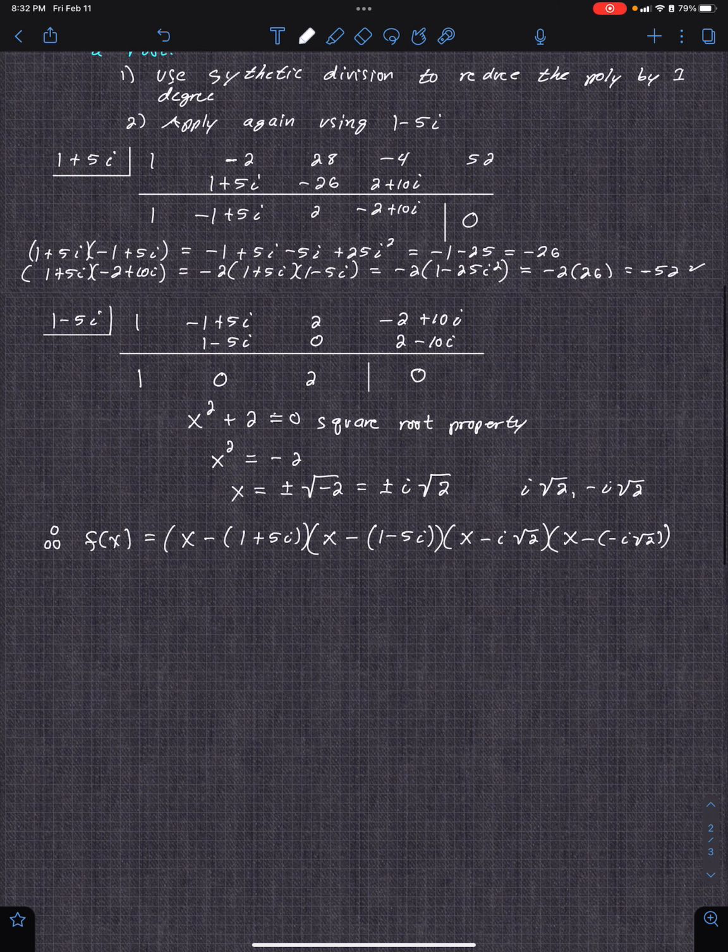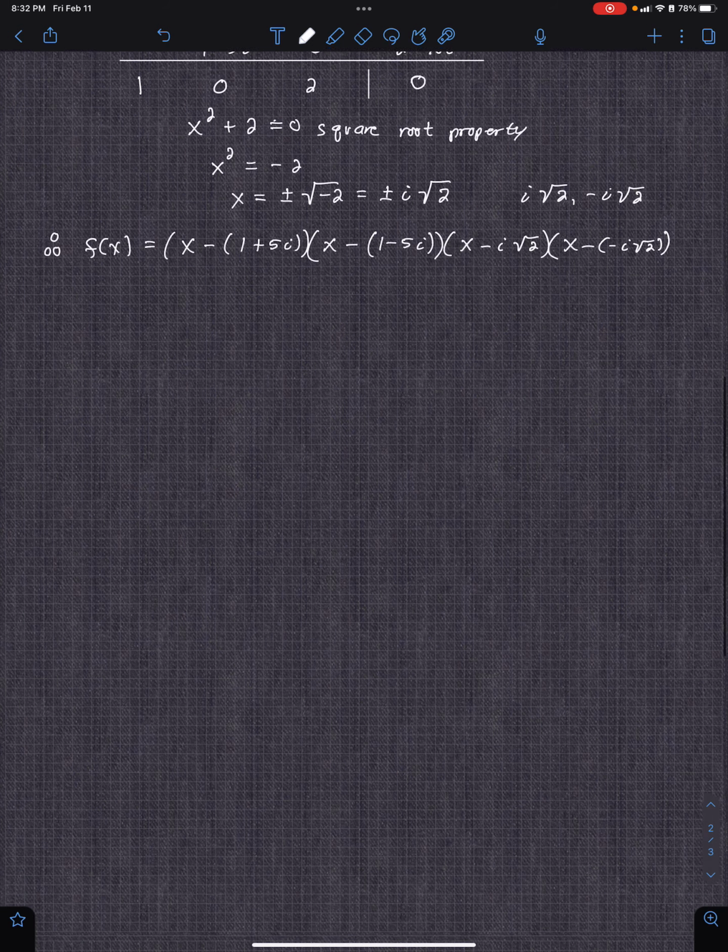Okay, so whatever the root is, you know the factor. It's x minus that root. And so it always works like that. Okay. So let's look at another example.